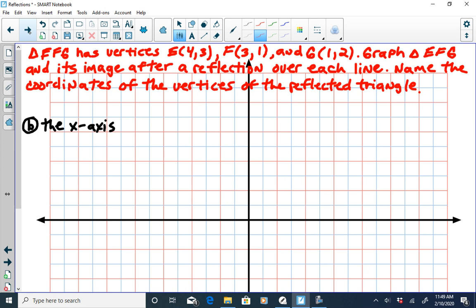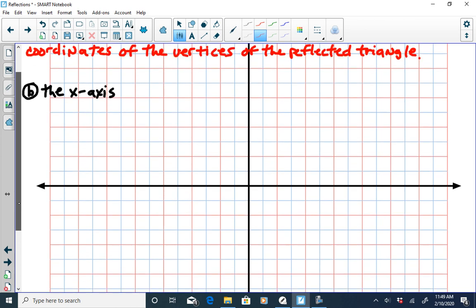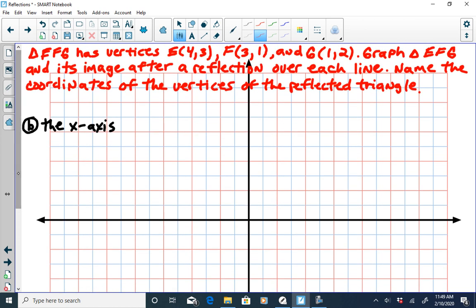Let's try this next one, the same triangle reflected over the x-axis, but that's a little bit easier, because we can use a rule to reflect over the x-axis. So I'm not even going to draw this one. It does say graph, but we'll name the coordinates.